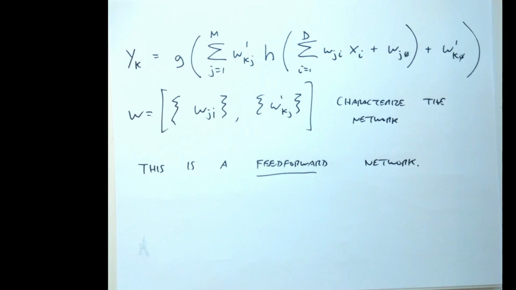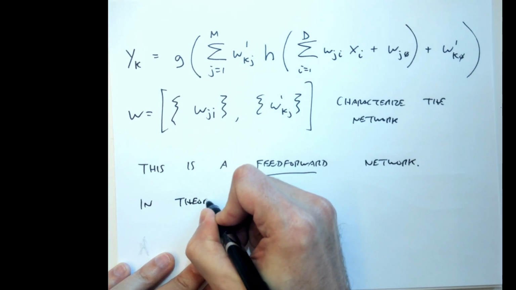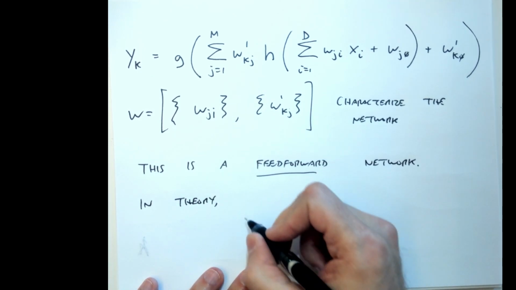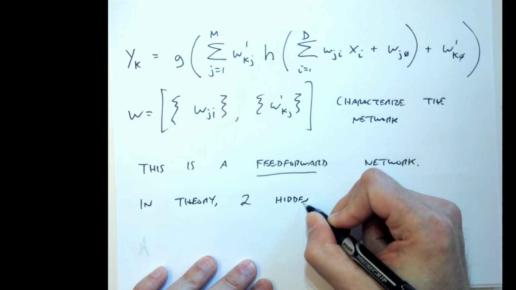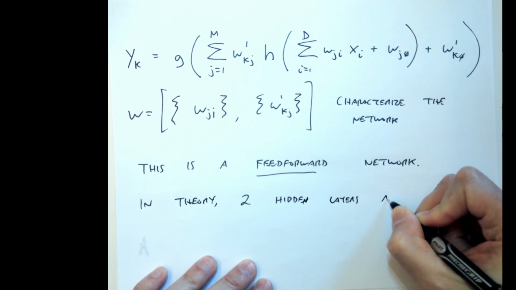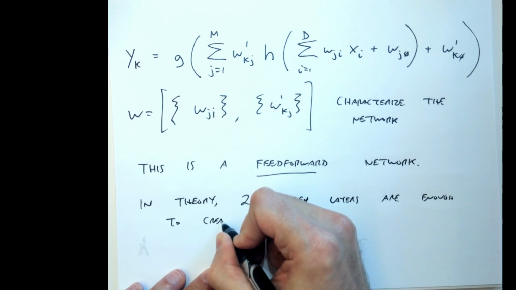And you can have as many of these hidden layers as you want. In fact, modern machine learning networks have dozens or hundreds or thousands of layers, right? Which is hard to imagine. The interesting thing is that in theory, you don't need that many layers, right? So let me just say that in theory, two hidden layers are enough to create any decision boundary you want.